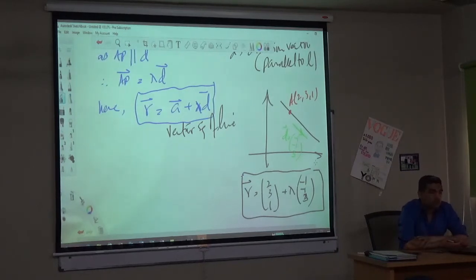That's it. To define a line, you need two things. You need the coordinates of a point through which it passes, and you need a vector that runs parallel to your line. That's about it.